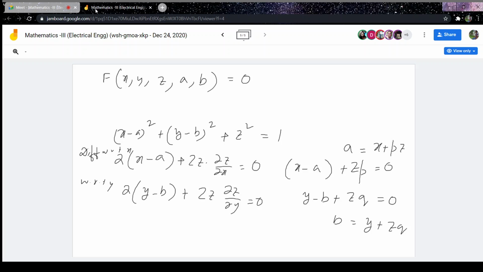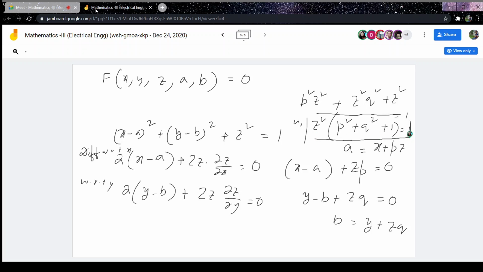So I will get (x − a)² = p²z². (y − b)² will be z²q², plus z² equals 1, or z²(p² + q² + 1) = 1. So this is a partial differential equation containing z and the partial derivatives. Okay, so solving this, definitely we should get this.